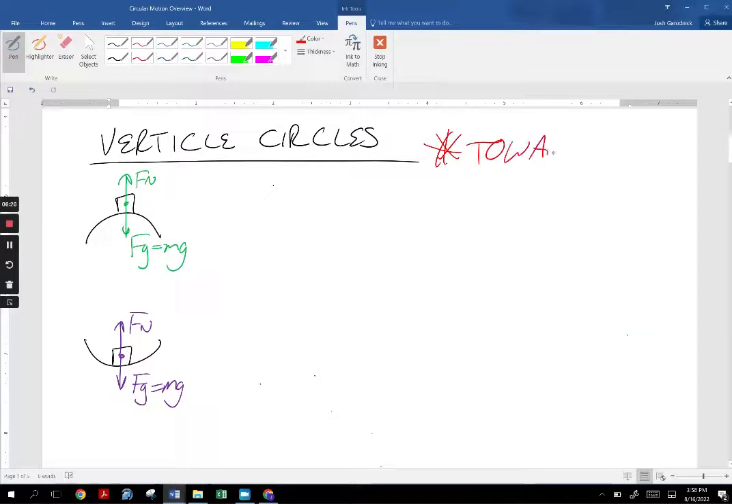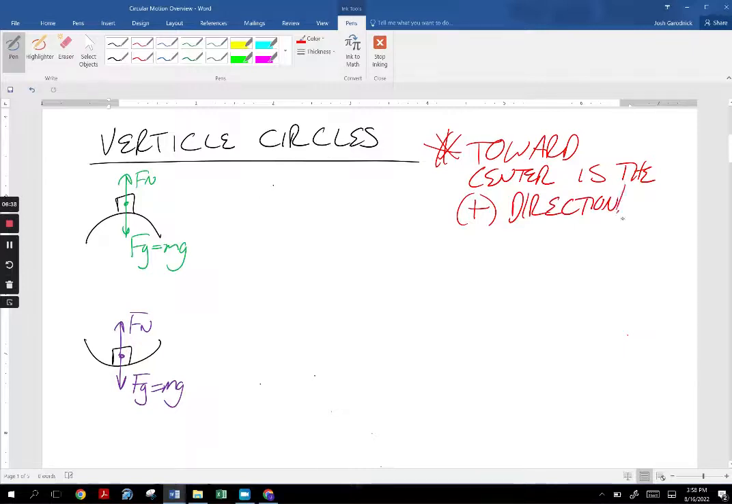Toward center is the positive direction. That is the rule for these problems. Deal. There are other ways to do it, but trust me, this is the most important. Which means positive is towards the center of the circle. So this is positive, this is negative.